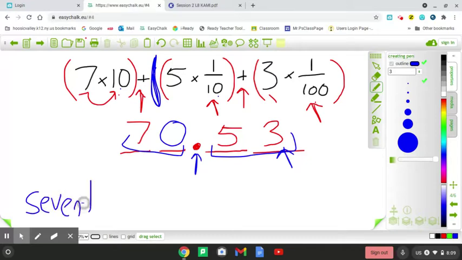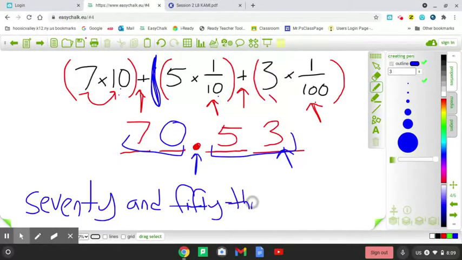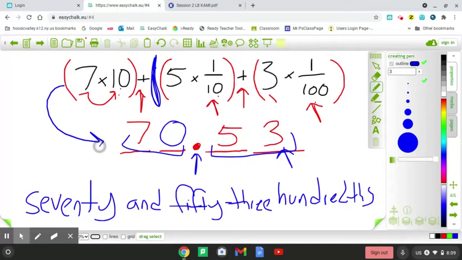And then you would write it. 70 and 53 hundredths. And that's how you go from expanded form to word form, with a little stop at standard form.